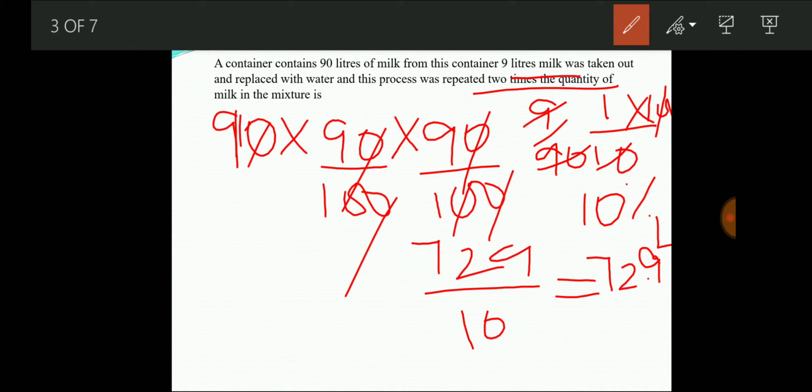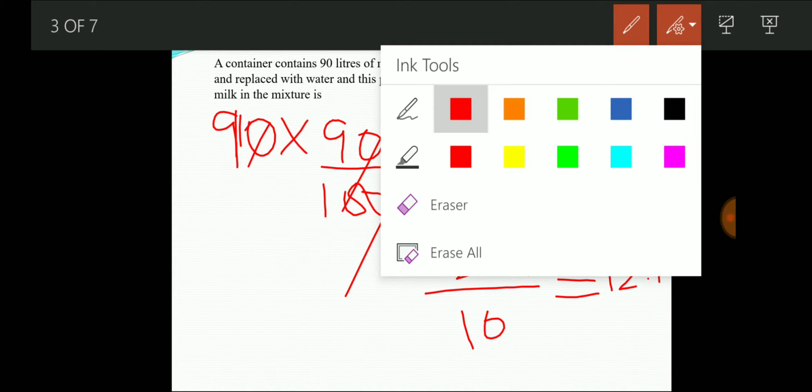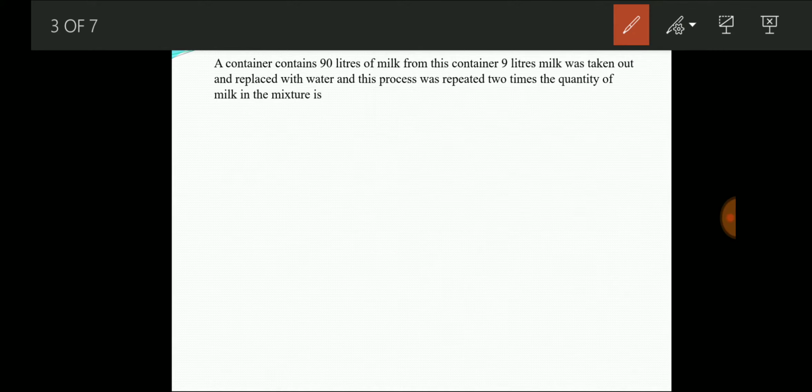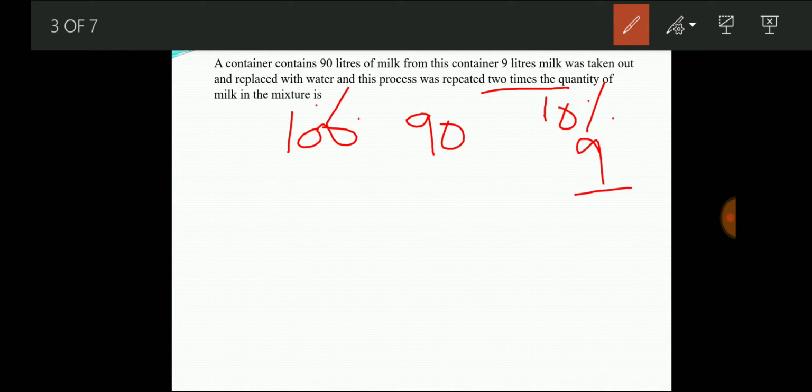Probably another shortcut which you can use here is, what I would suggest is, 90 liters is our 100%. We can say 100% is our 90 liters. That is also possible. Now 9 liters is removed, which is nothing but 10%. So if 10% gets reduced, how many times is the process happening? 2 times, which means 9 by 10 into 9 by 10. We can say 90 by 100 into 90 by 100, or 9 by 10 into 9 by 10.